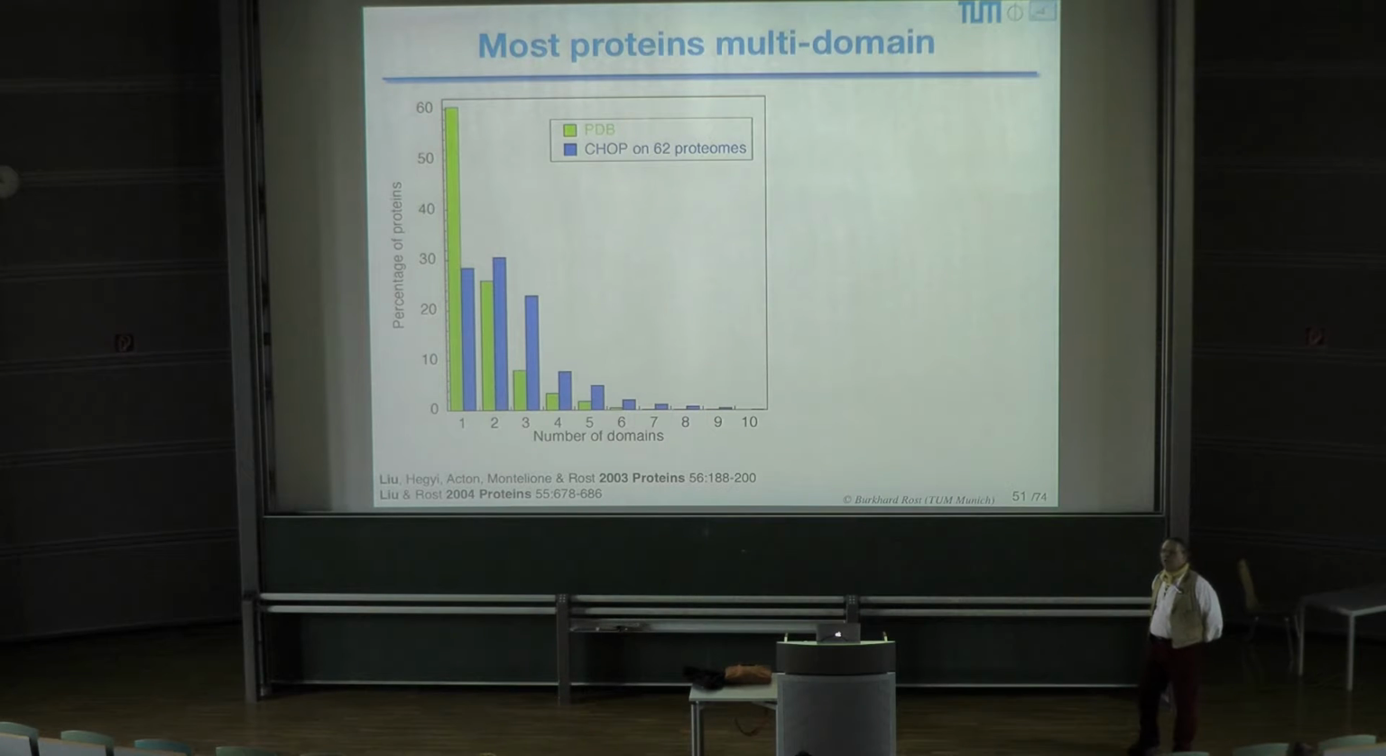The reason why green is so much higher is it's much simpler to determine a 3-dimensional structure for a single domain protein. That's why in today's database of known 3-dimensional structures, they're highly overrepresented. Simply easier to get at. In reality, most proteins have several domains.